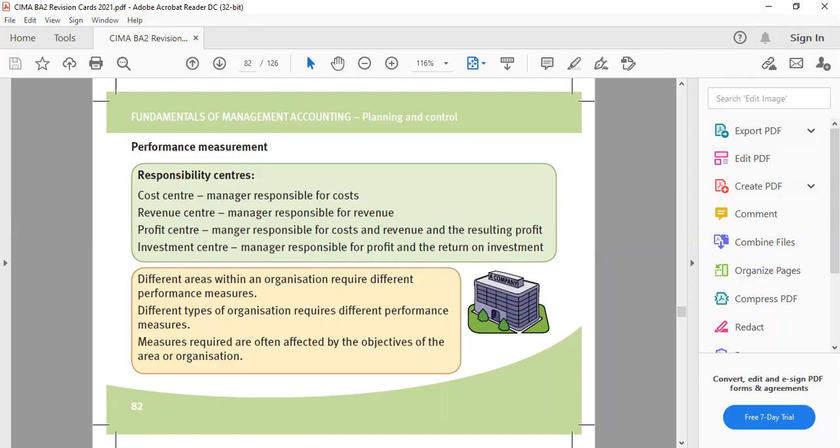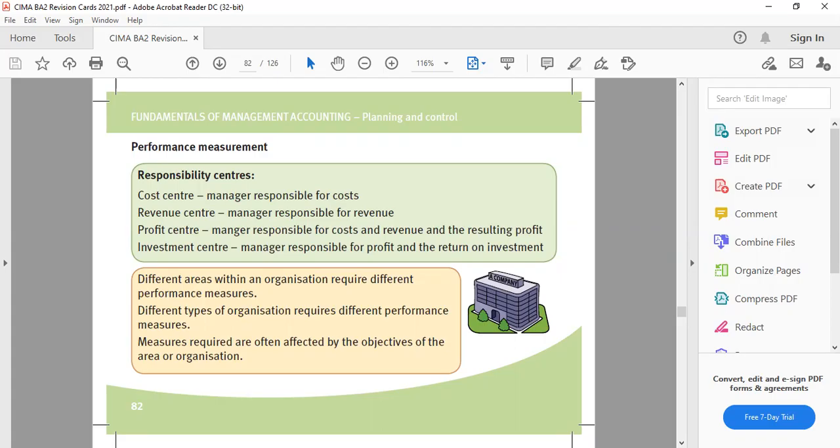There are 4 different types of responsibility centers. These are basically subunits of an organization. The first one is the cost center, then the revenue center, then the profit center, and the investment center. What is a cost center? There are certain departments where they only incur cost. There is no source of revenue for them. So when they incur only cost, we call them cost centers.